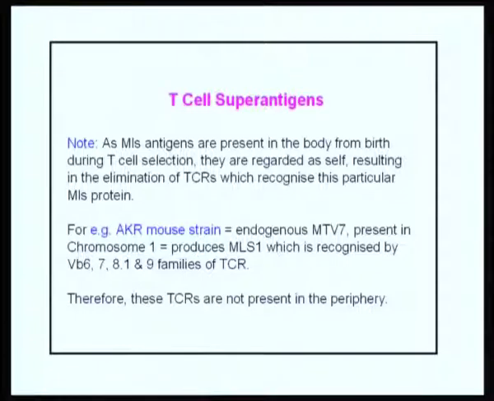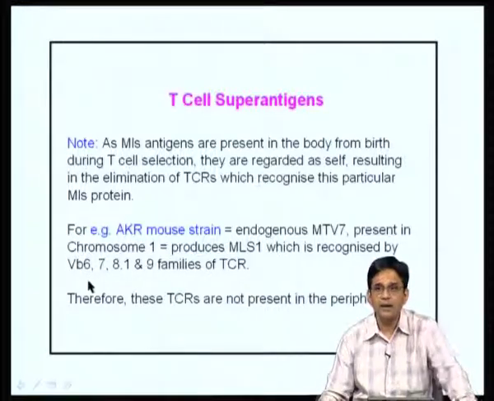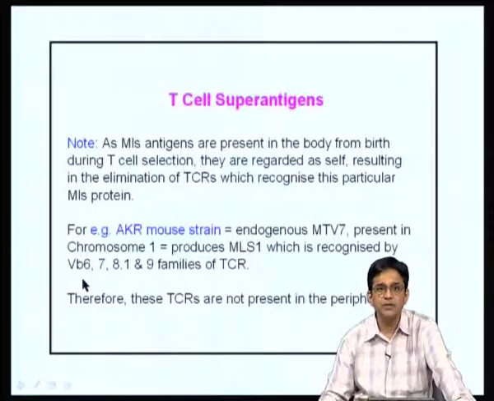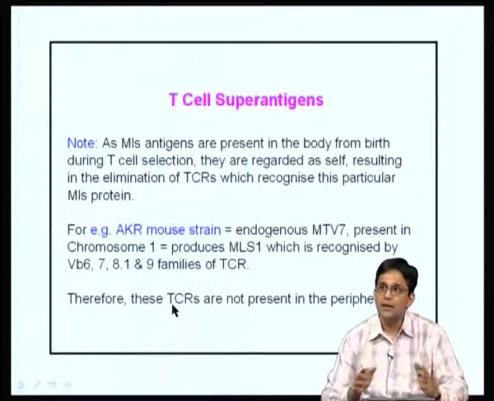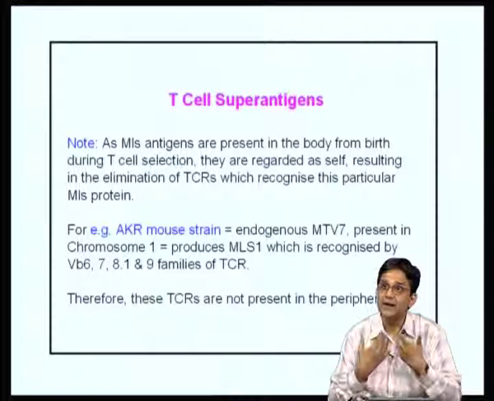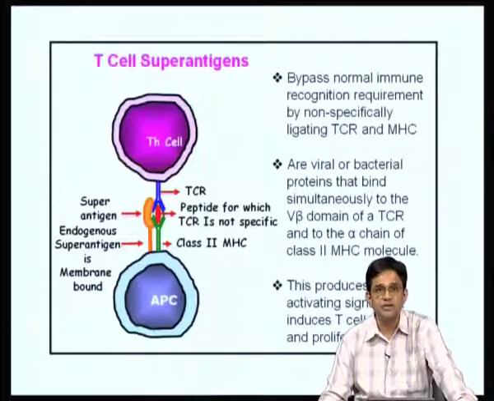Now this is what I was planning on saying, that the MLS antigens are present in the body from birth, and therefore they are recognized as self and are deleted. An example of this is seen in the AKR mouse strain, where you have this endogenous mammary tumor virus, and it produces MLS1, which is recognized by a large number of families of T cell receptor, the V beta 6, 7, 8.1 and 9. Therefore these TCRs are absent in the periphery, because they are seen as self and are deleted in the thymus during thymic differentiation.